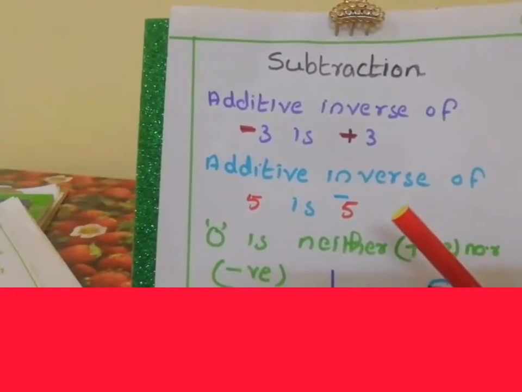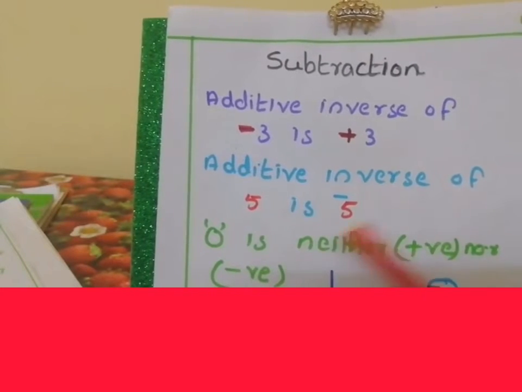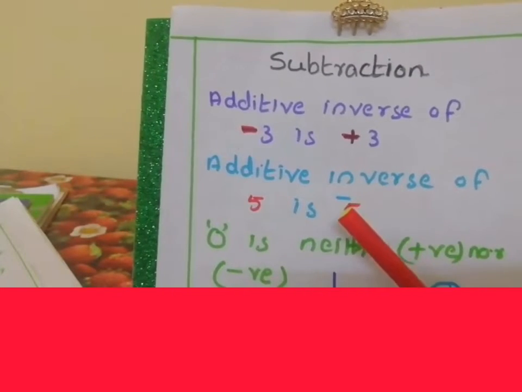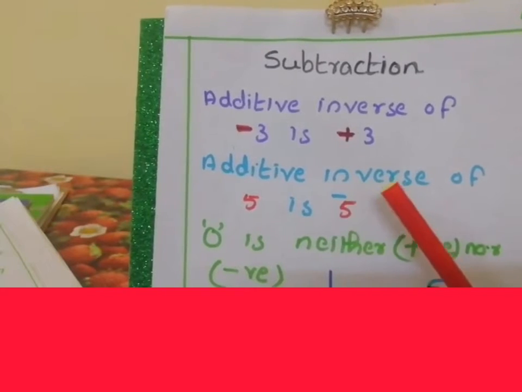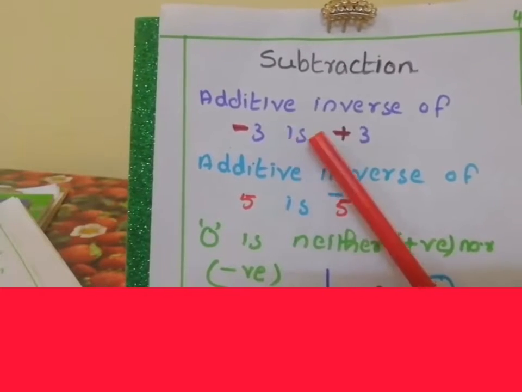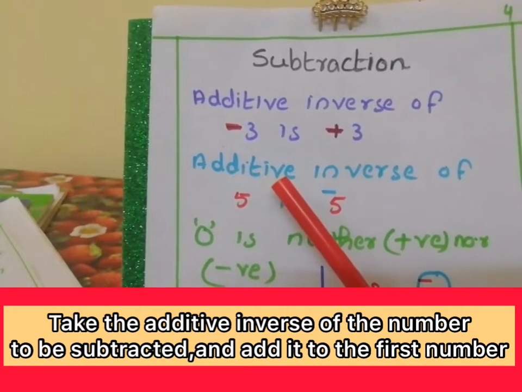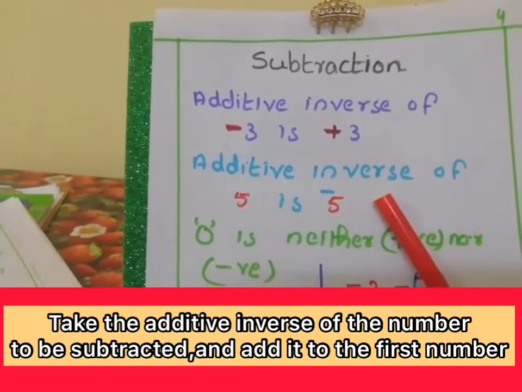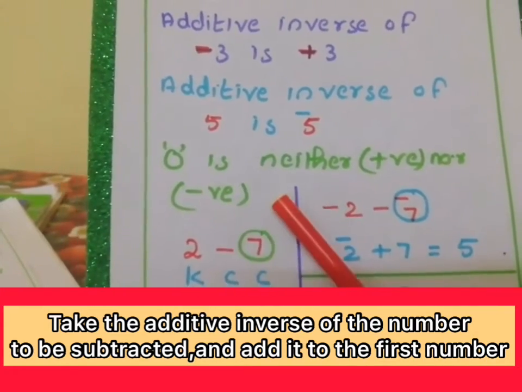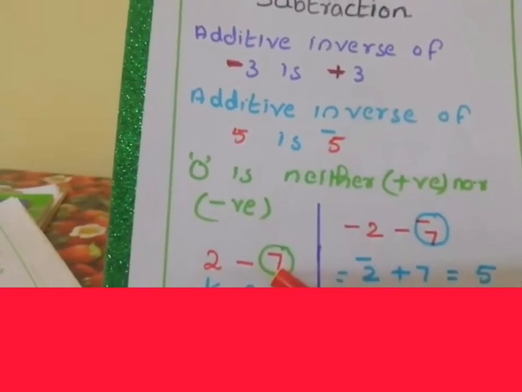Next is subtraction. You should be very careful while you are doing this subtraction of negative and positive integers. Even the high flyers make mistakes while doing this subtraction. So you should be very careful. This subtraction involves addition also. Okay, let us see that. The additive inverse of negative 3 is positive 3 and the additive inverse of 5 is negative 5. 0, in the case of 0, it is neither positive nor negative. These points you should keep in mind before you start doing subtraction.